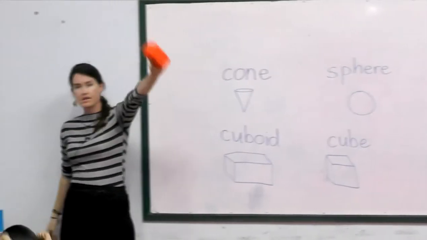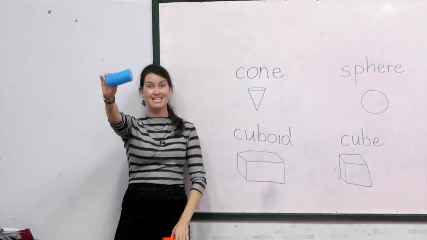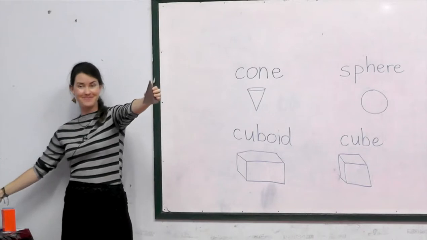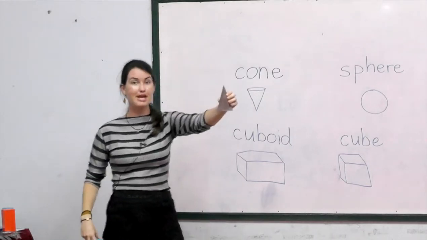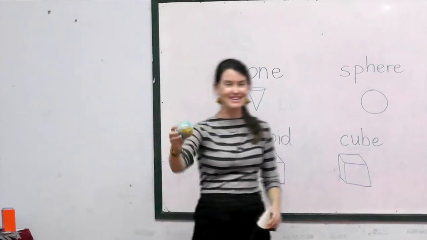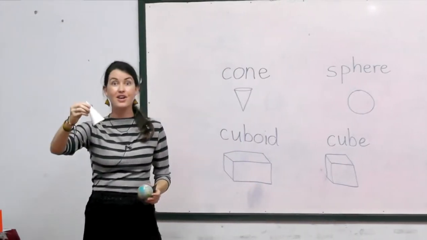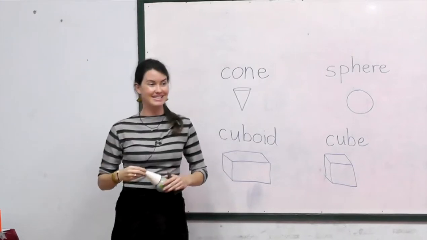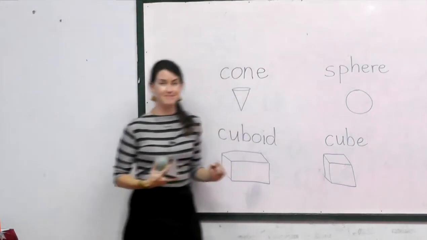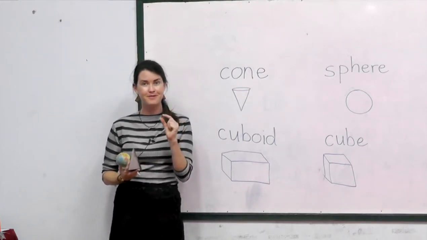Cuboid. Sphere, that's a tricky one, it's cool. Cone, like ice cream. Cone and cube. A cube looks like a square box, right? We don't have any cubes, but we're gonna make some cubes today. So first, let's do a short stretch break before we build our models.